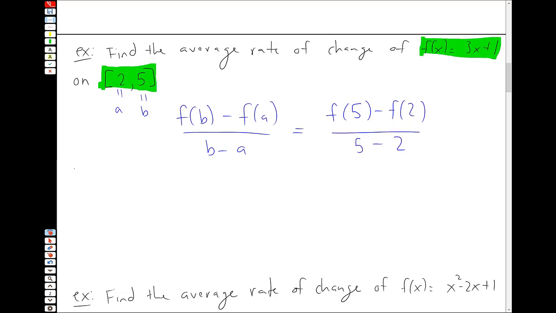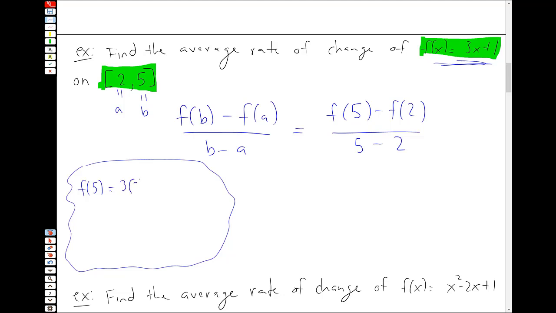Now over here, I'm going to do a little bit of scratch work. What is f of 5 and what is f of 2? So f of 5, if we look at our function up here in the upper right, is going to give us 3 times 5 plus 1, which is 16. And then f of 2 is 3 times 2 plus 1, which is 7.